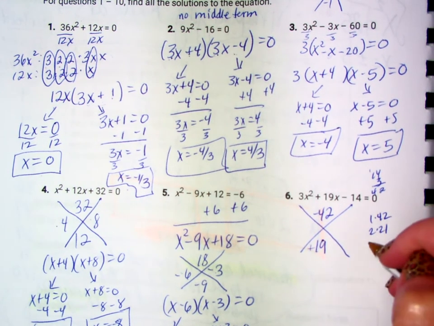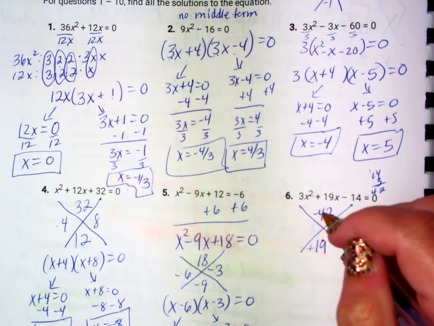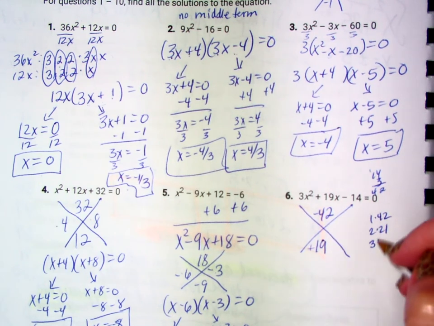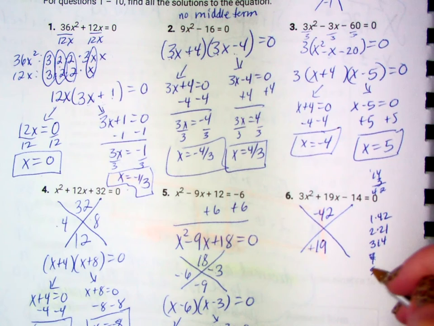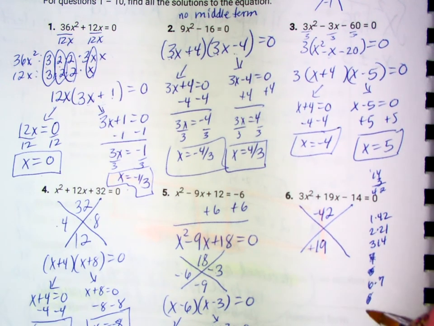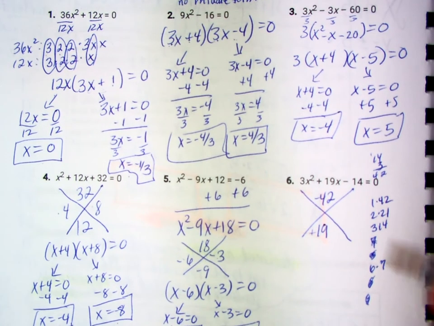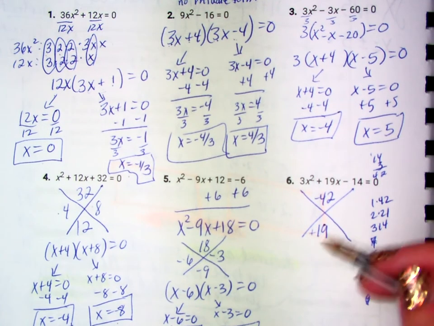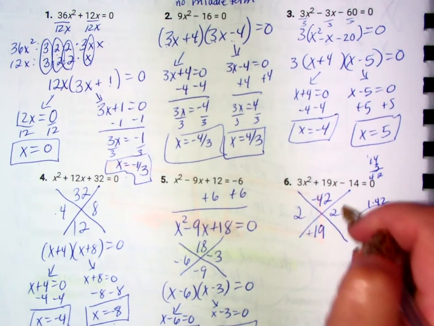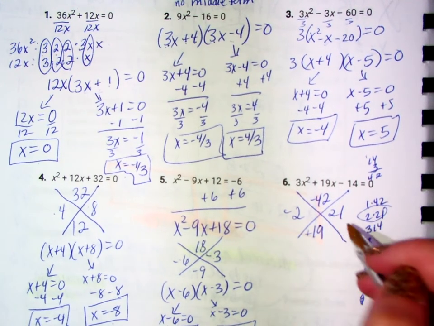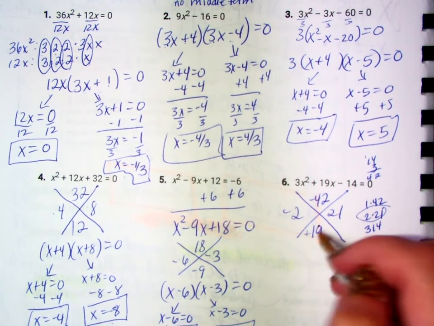2 times 21, 3 times 14, 4 does not go in, 5 does not go in, 6 times 7. By the way, 8 doesn't go in and 9 doesn't go in. Now that I have my whole list of possible factors, I look to see which ones might subtract to give me 19. Notice the 2 and the 21. And if I just make this a -2, 21 minus 2 is 19.